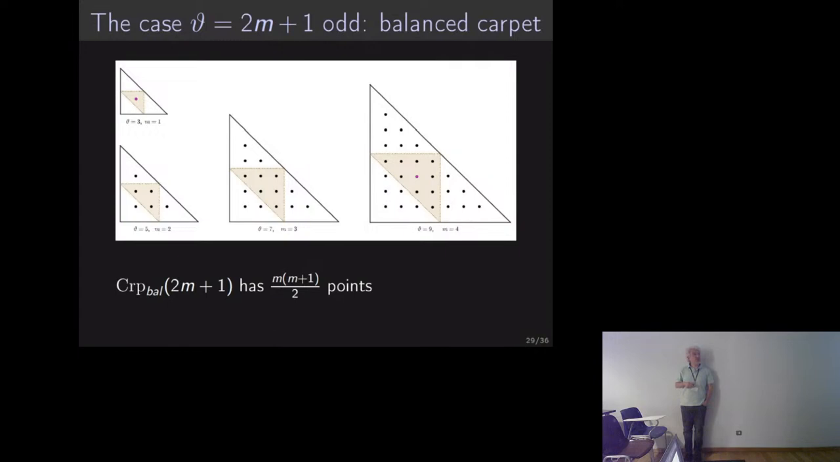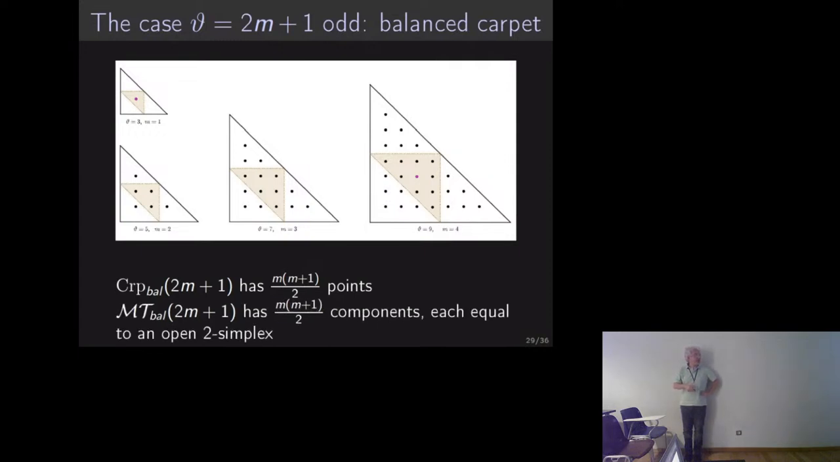Sometimes there is one component in the center which has an extra point of automorphism. Otherwise, all the other points are just, remember the triangles were two simplices, the two simplices with a trivial Z2 action of involution. So basically, we get a certain number of connected components, and we're able to count them.